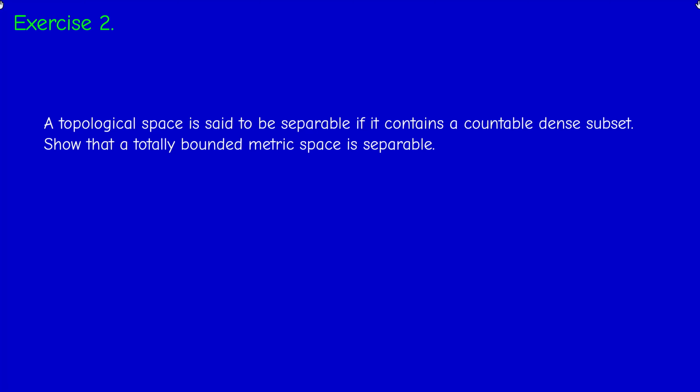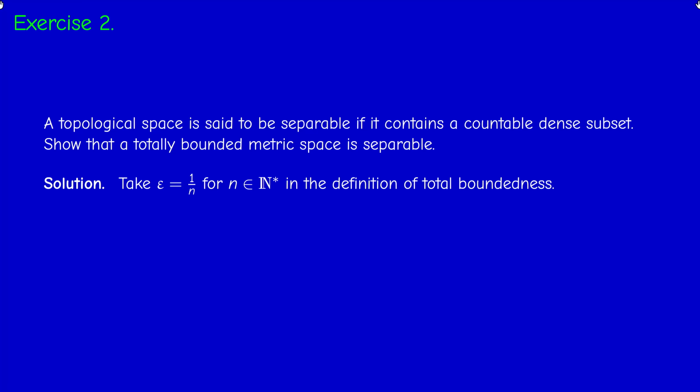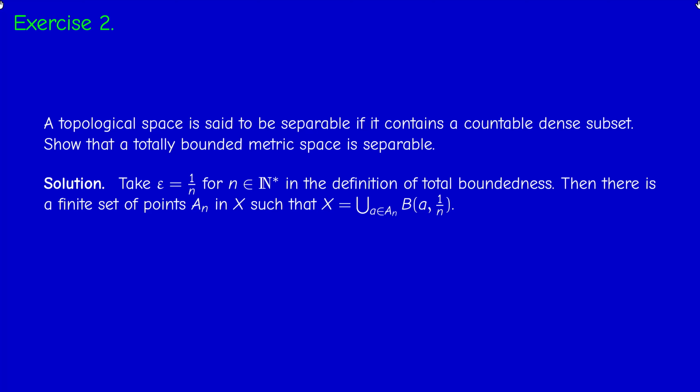Okay, so let us go back to the definition. If we take epsilon equal 1, then 1/2, then 1/3, etc., in the definition of total boundedness, for every epsilon, we can find finitely many balls that cover the space. Okay, so call the space X. So this is the precise definition of total boundedness. So X is covered by a finite union of balls with radius 1 over n. And this is true for every n.